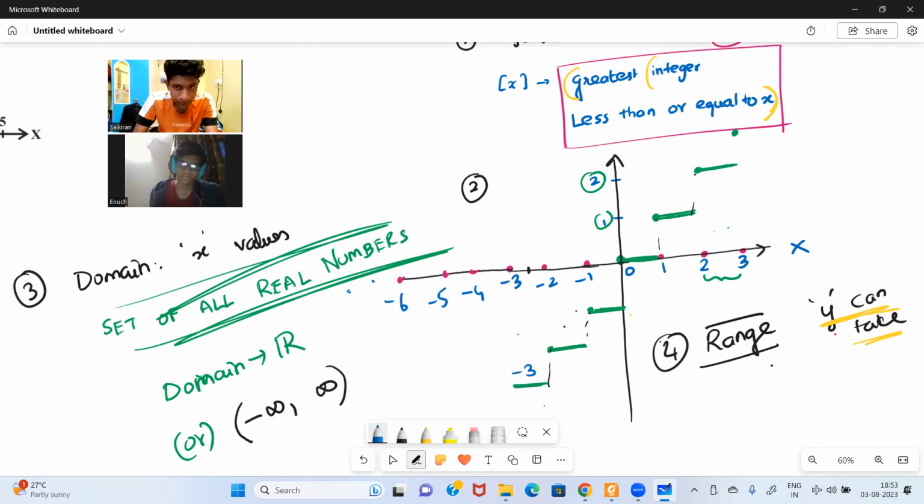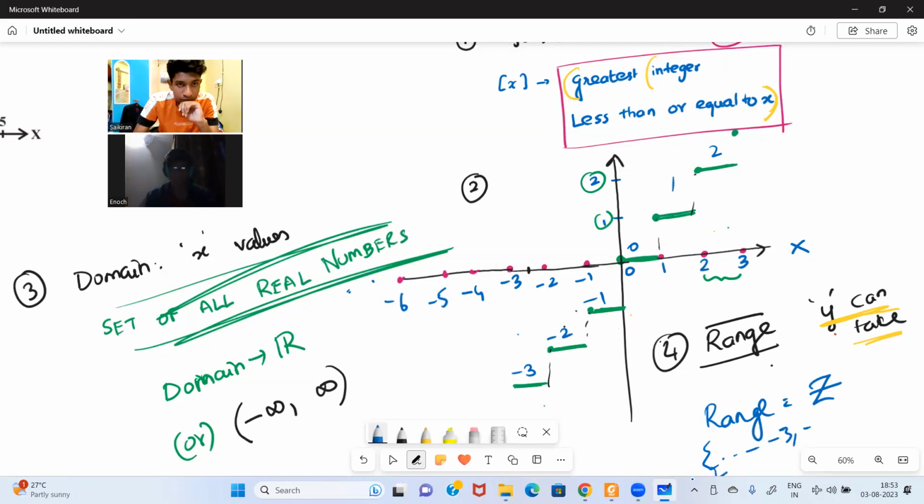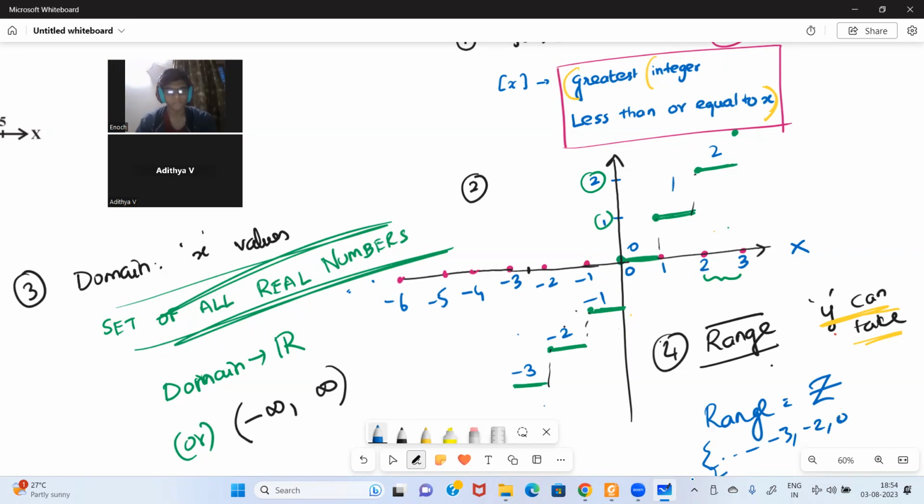It is not taking all values. It is taking -3 here. It is taking -2 here. It's taking -1 here, 0 here, 1 here, 2 here. What are these? Integers. Only integers are taken, right? So the range of the greatest integer function is the set of integers. You should not write it as -infinity to infinity. You should say it is the set of integers. Are you getting the idea?